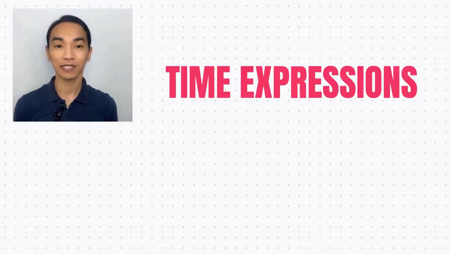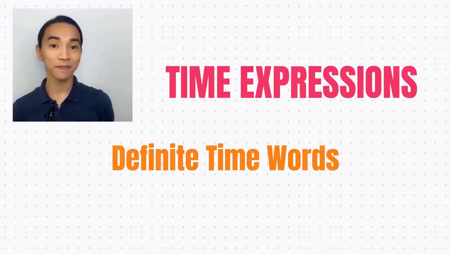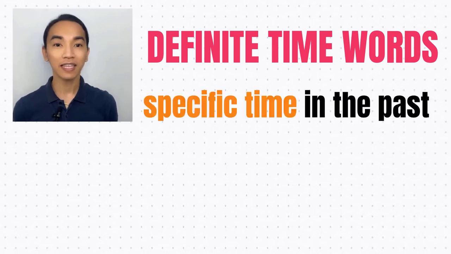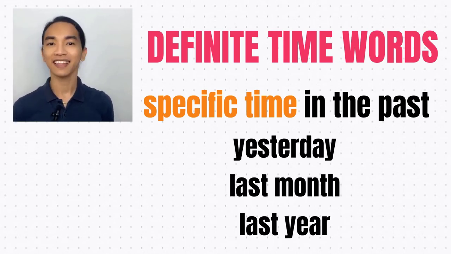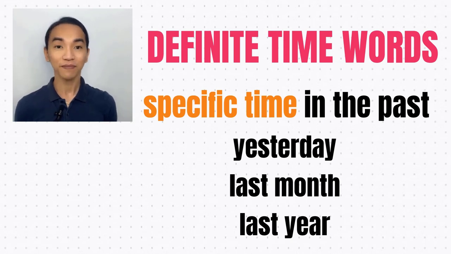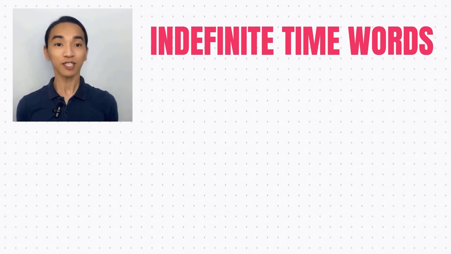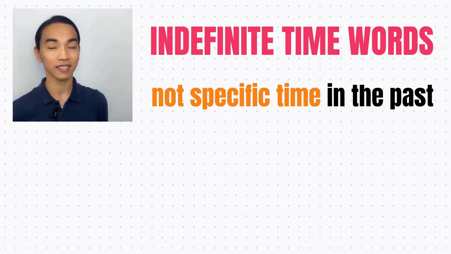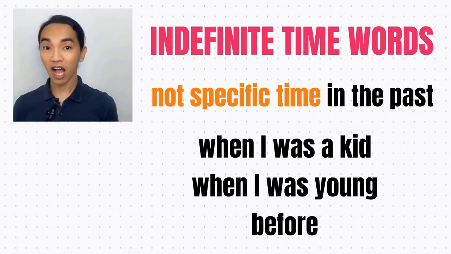There are some special considerations that you have to understand with the simple past tense. To make your sentences more effective, you have to add some time expressions with it. So we have what we call definite time and indefinite time words. Definite time words are time expressions that specifically tell which time in the past it happened. Example, yesterday, last month, last year. Okay? So these are just common examples. Indefinite time expressions are those times that we don't know when they happened, but they're just in the past. Example, when I was a kid, when I was young, before. So something like that, okay?